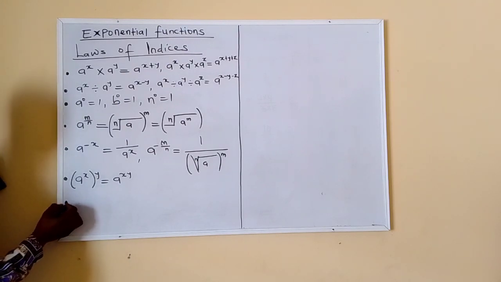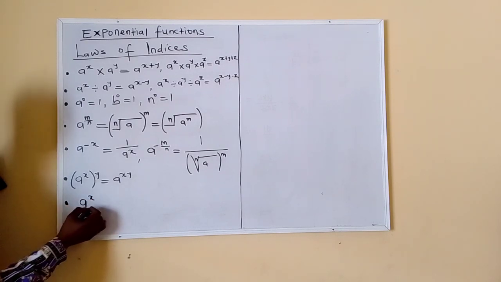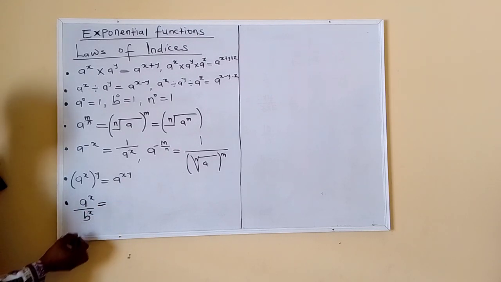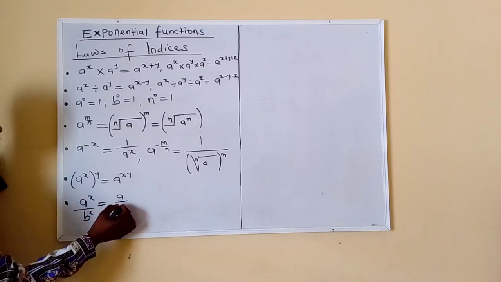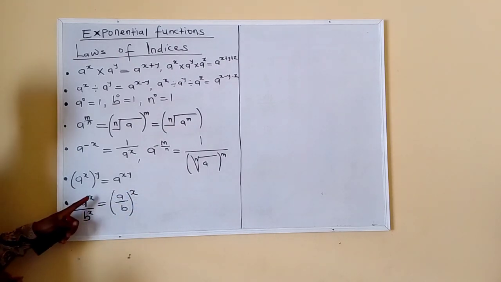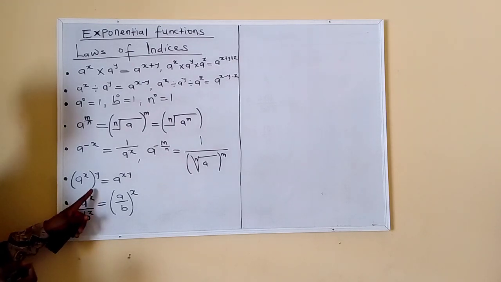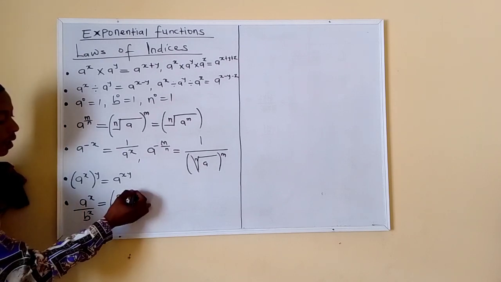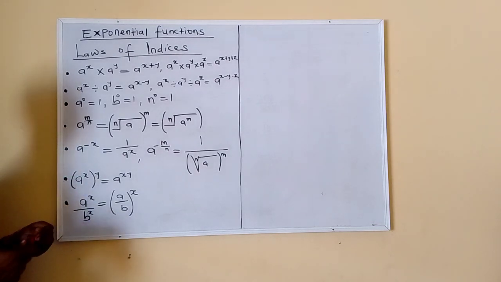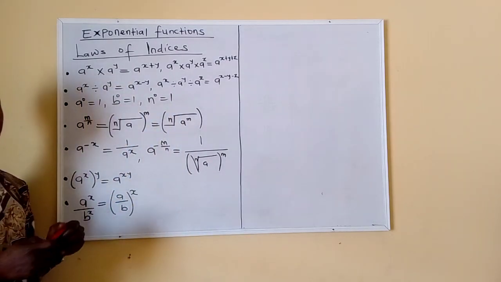And then the other law is, if you have a raised to the power of x divided by b raised to the power of x, note that this is the same thing as a divided by b, all raised to a common power. Since the bases are not the same but the powers are the same, we factor out the x as a common power to both the numerator and the denominator. In our next videos, we are going to explain each of these laws and solve examples on each of them.